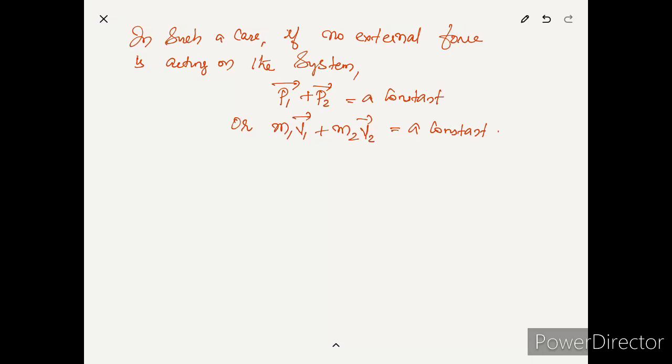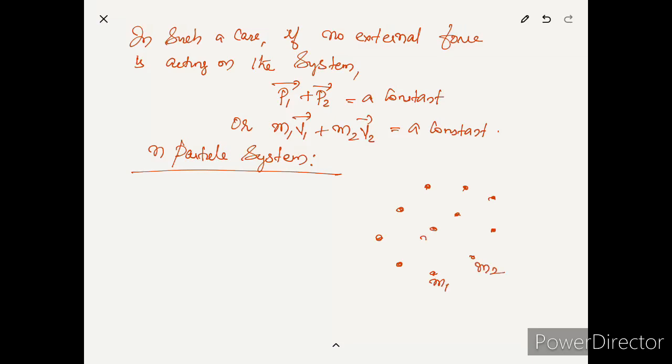And now let me consider an n particle system. We are extending the same situation to an n particle system. That is, we have a large number n of particles, with the first particle having mass m1, second particle mass m2, third particle m3, fourth particle m4, m5, etc., up to the nth particle of mass mn.